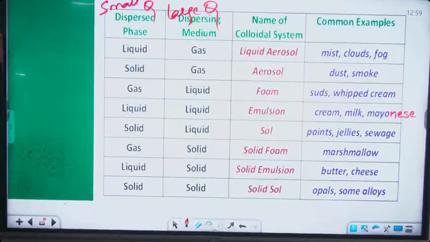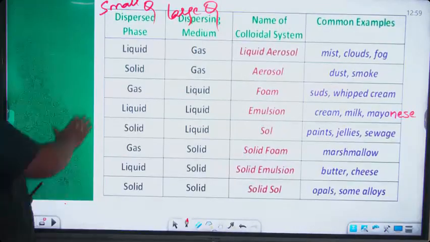Then gas is present in solid, foam, marshmallow. Liquid present in solid, emulsions, butter and cheese. At the same time, the last one, solid present in solid, sols, as in the case of opals, or some of the alloys and the different types of metal combinations, right?